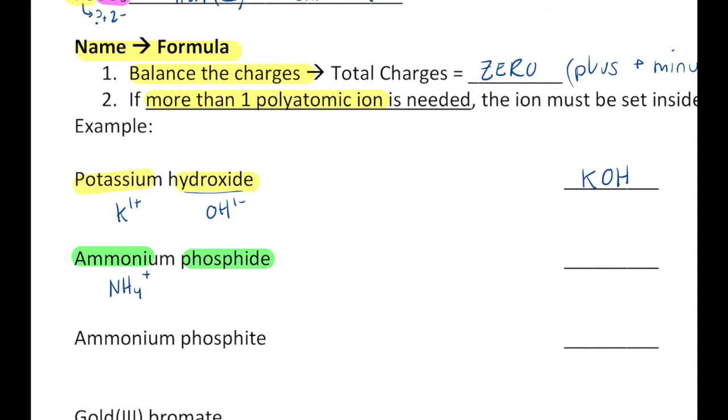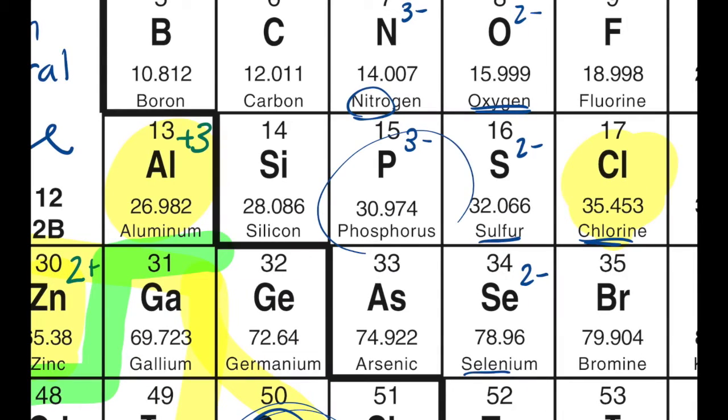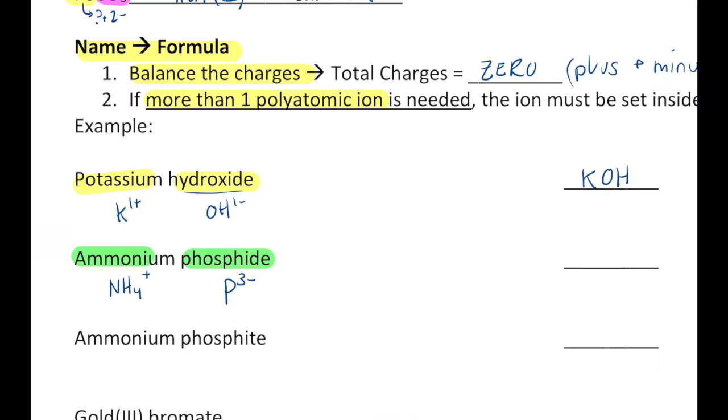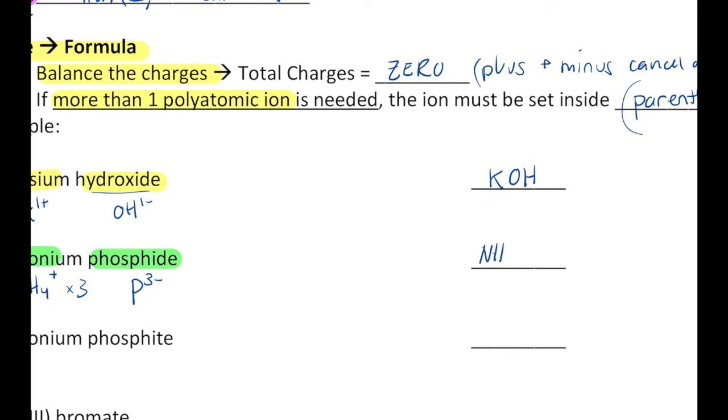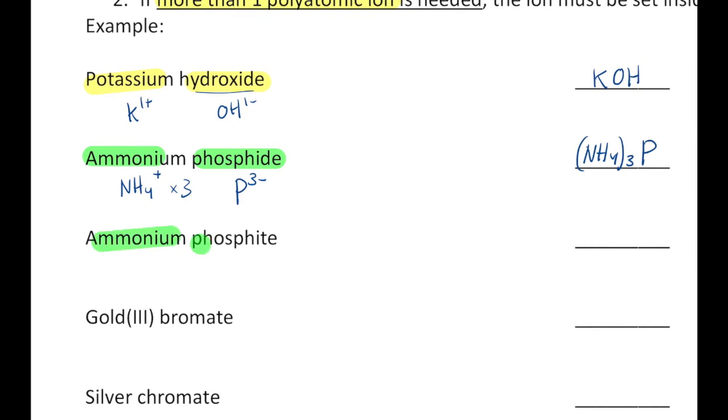Next example, ammonium. We know what that is. We wrote that down a few times. It's NH4 plus. Now phosphide, remember, that is going to be that phosphorus with that 3 minus charge. So NH4 plus, how many of those cancel out a 3 minus charge? It's going to be 3 of them. So you're going to put that whole thing in parentheses, (NH4)3P is your answer.